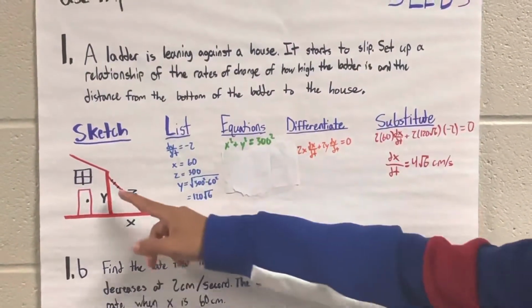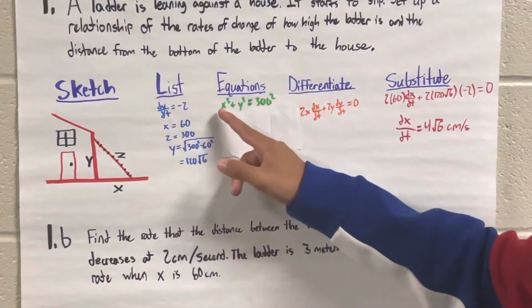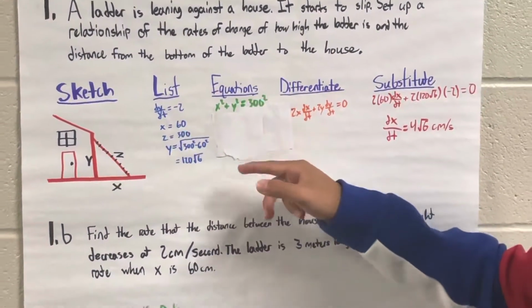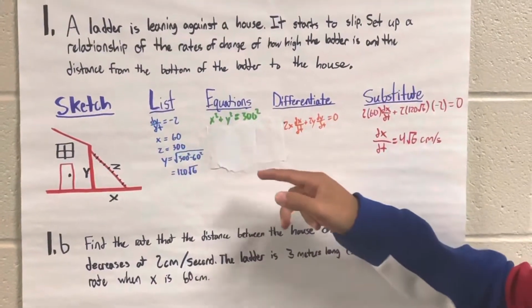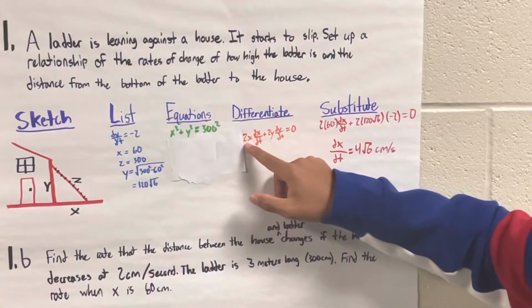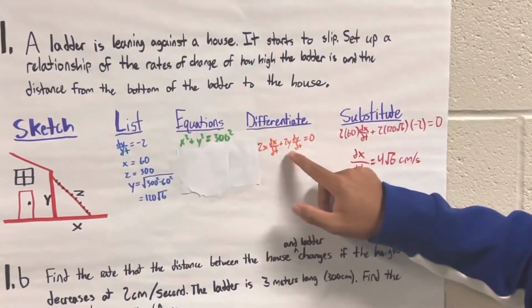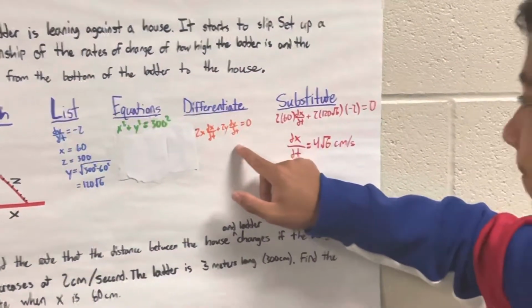Then we're going to write down the equations you need to solve this. Since we're dealing with a triangle, we're just going to use the Pythagorean theorem. So x squared plus y squared is going to be equal to z squared. In this case, it's 300 squared. Then you differentiate this. So we're going to have 2x dx/dt plus 2y dy/dt equals 0.